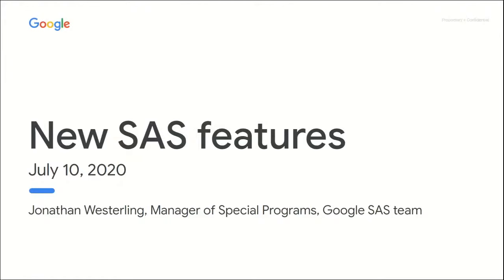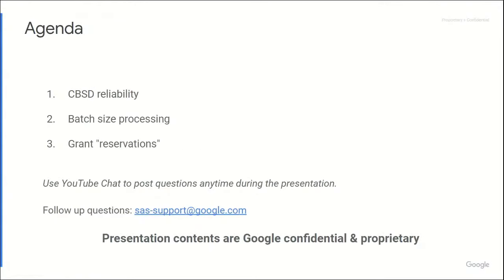Today we'll be reviewing some recent changes to the Google SAS, some improvements, some new features. These are the heartbeat interval change, the change in batch size, and also introducing grant reservations. Our agenda here is to take a look at the CBSD reliability changes for heartbeats. And then, as I mentioned, batch size, and then these grant reservations.